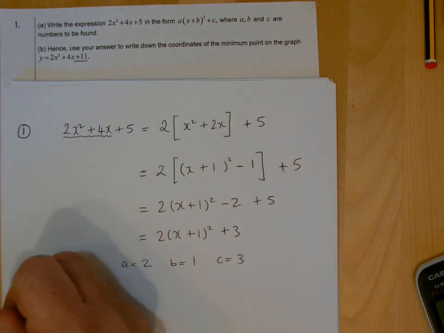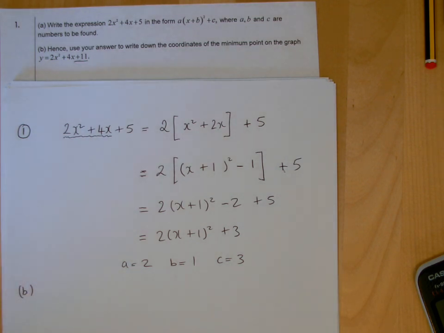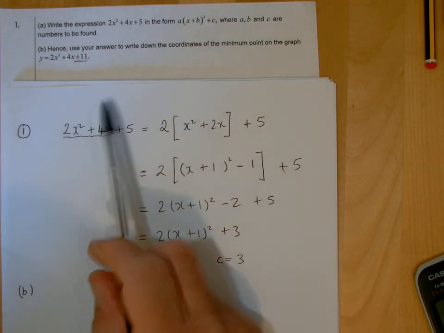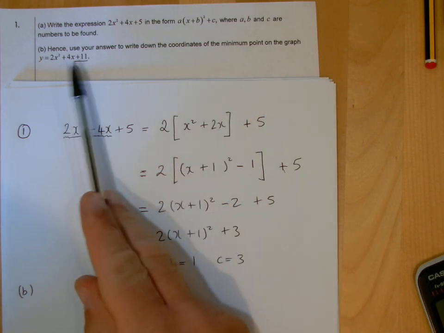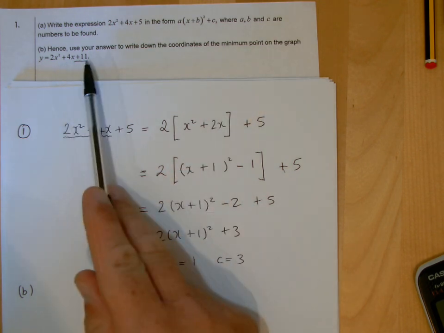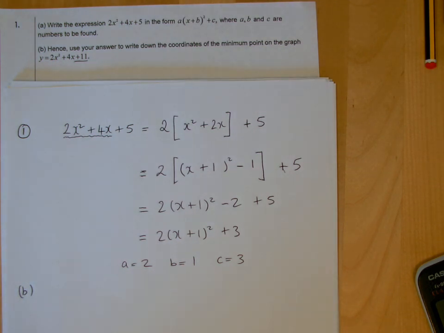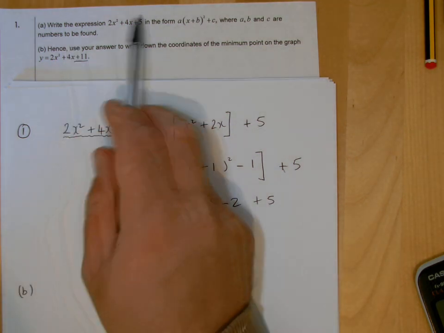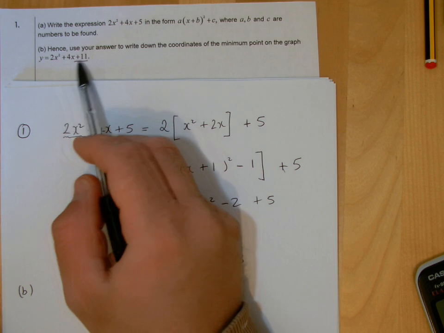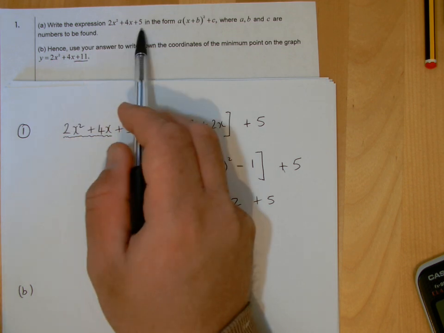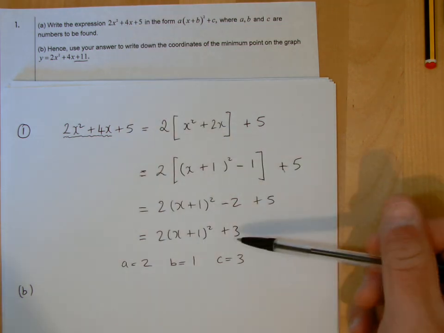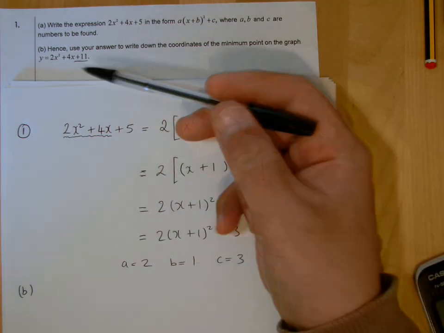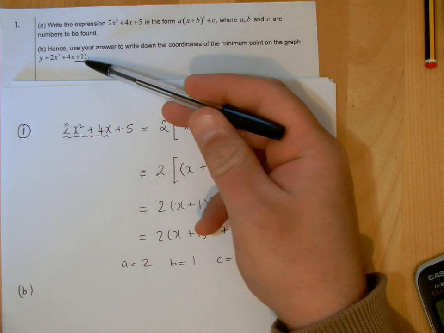So in part b, it says, hence use your answer to write down the coordinates of the minimum point on the graph y equals 2x squared plus 4x. Now notice it says plus 11. Okay, so very similar quadratic, isn't it? Except we've got plus 11 here, whereas before it was plus 5. So I'm going to use this to help me, and of course use the completed square here, just adapt it to get what I want here.